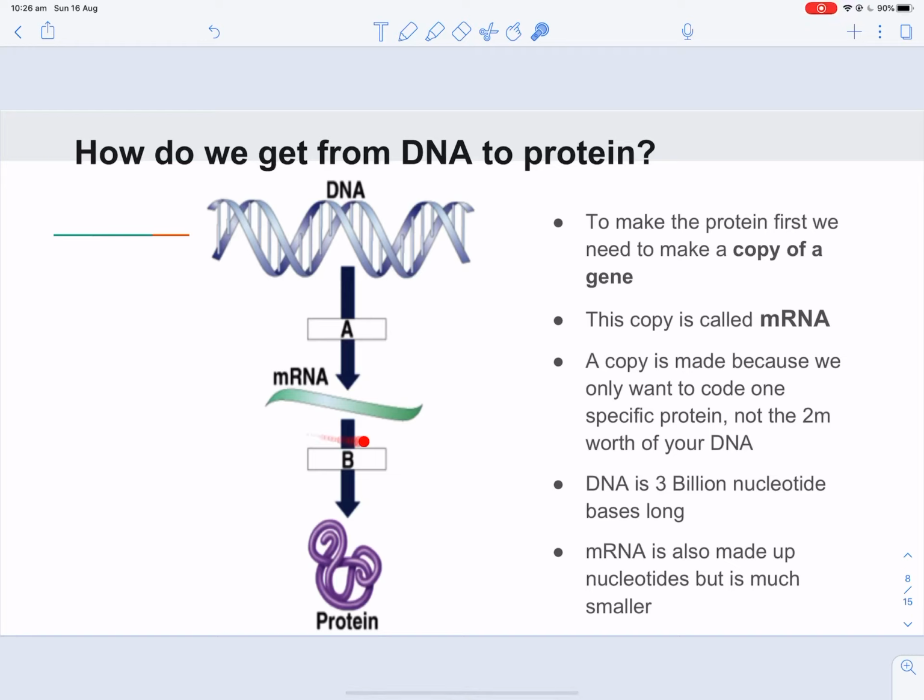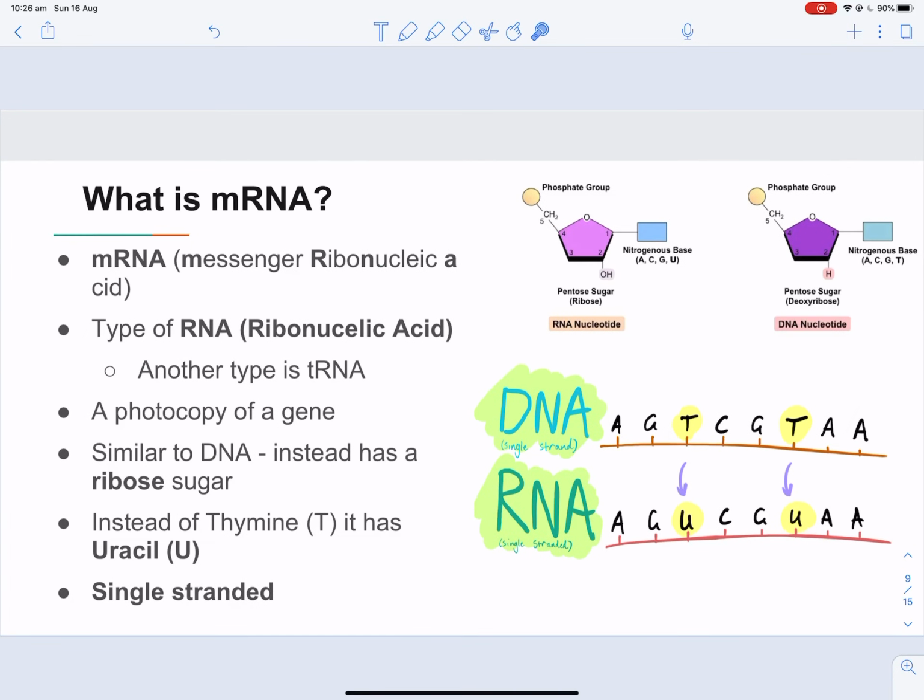So mRNA has almost the exact same structure as DNA, except it's not got that double helix structure, it's just a single strand, and it's made up of nucleotides as well. And it's just much smaller because it's only a single gene, whereas DNA has thousands and thousands of genes in it. So what is mRNA?